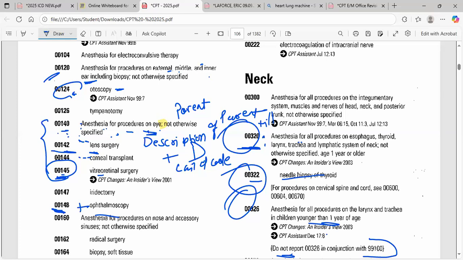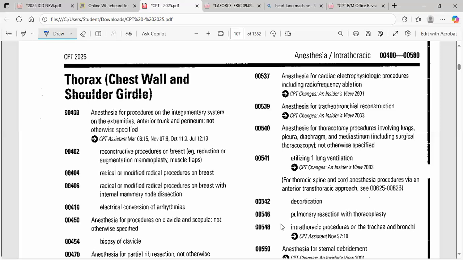Our question is: a 56-year-old patient receives general anesthesia for an open pleura biopsy. An anesthesiologist medically directs two other cases and two CRNAs on these cases. What anesthesia codes or modifiers do we have to use? We have a two-code set, 00541 and 00540. The difference between these two is the utilization of one lung ventilation.